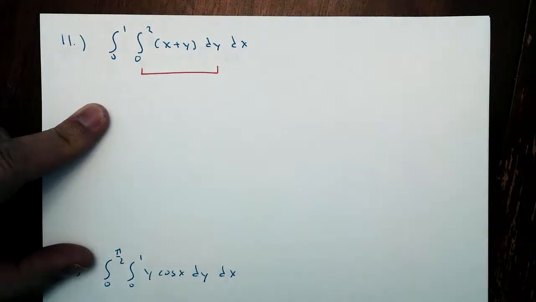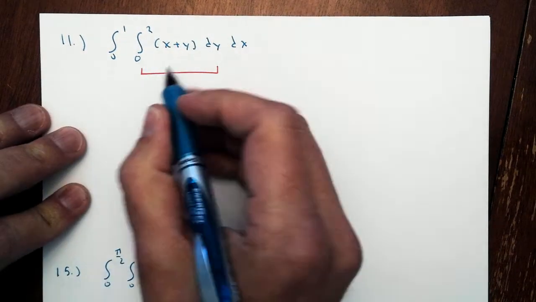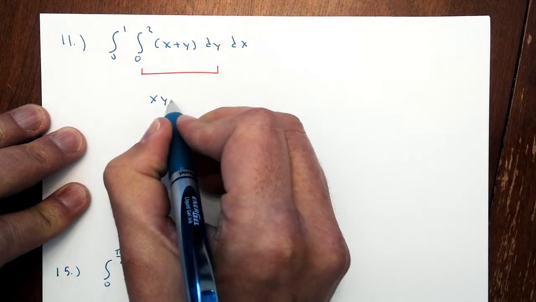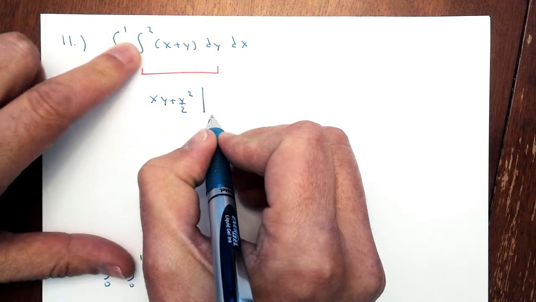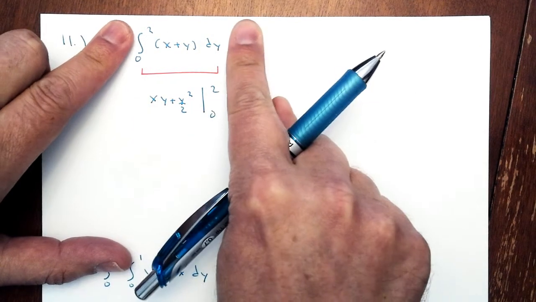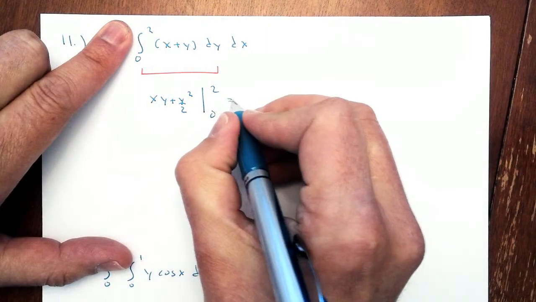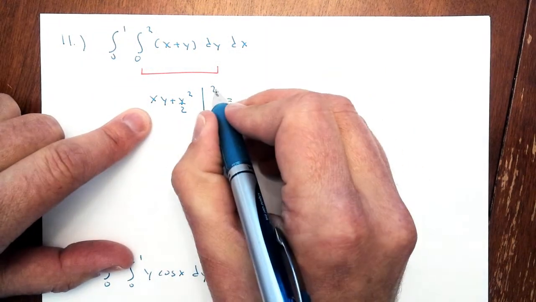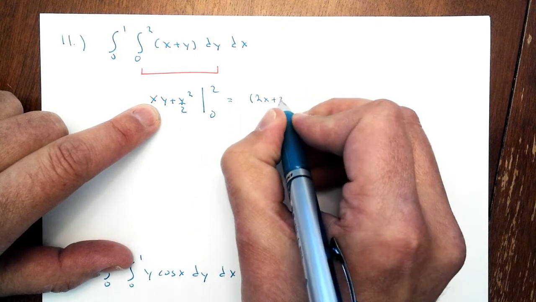So that means we're going to integrate with respect to y. And if we integrate this with respect to y here, we're going to get xy plus y squared over 2. And we're going to evaluate that from 0 to 2. Remember, we're only dealing with the y variables, not the x's right now. And if we use the fundamental theorem of calculus, if we plug this in for the y's, we would get 2x plus 2.